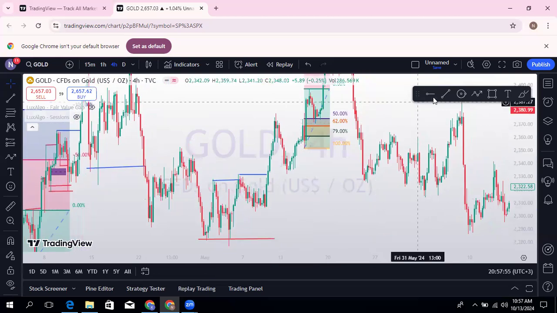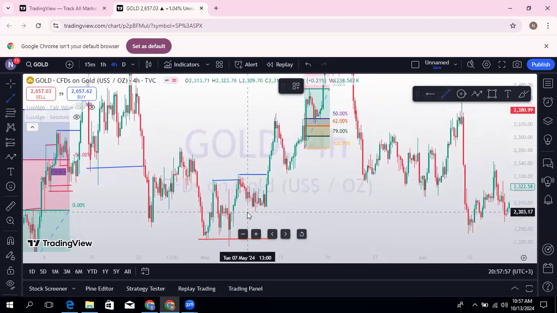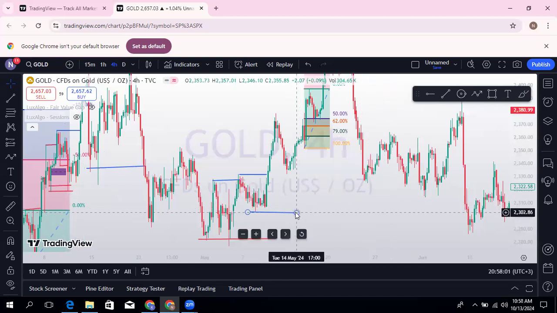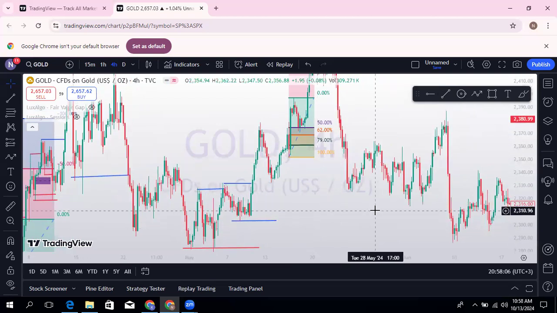Also, we have this as our key point. I always use these key points. I don't take them for granted because I know they matter. They matter a lot.